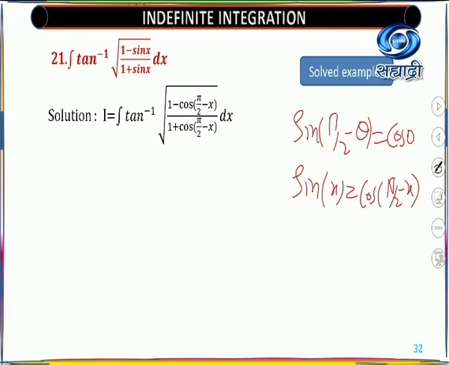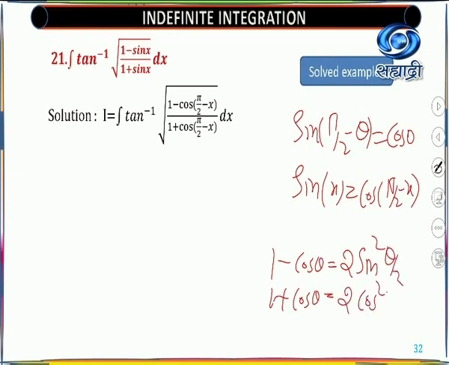So tan inverse of root of (1 minus cos of (pi by 2 minus x) upon 1 plus cos of (pi by 2 minus x)) dx. Now look at here, we are using the 1 minus cos theta formula and the 1 plus cos theta formula. What are 1 minus cos theta and 1 plus cos theta? We have already discussed just now. 1 minus cos theta you will get as 2 sin square theta by 2, and 1 plus cos theta you will get as 2 cos square theta by 2. Hence, if you substitute here, you will get it in terms of tan.